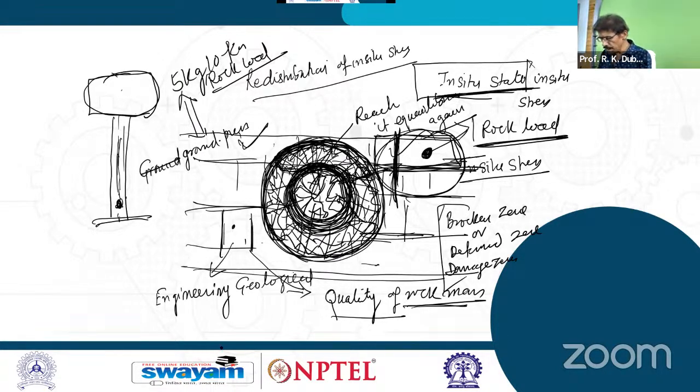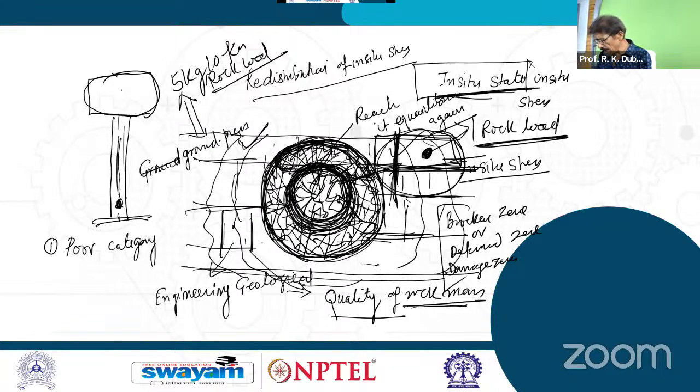Theoretically, if the rock mass is poor in category, then there is a formation of a damage zone having very high thickness, and finally we are unable to tackle such type of problem, and ultimately this created opening may fail.